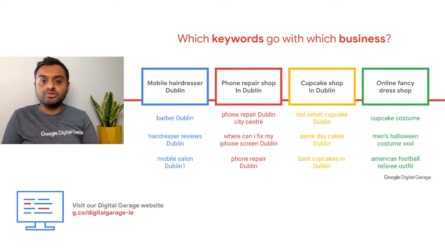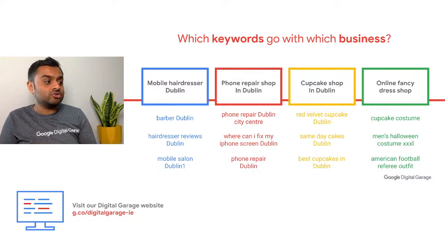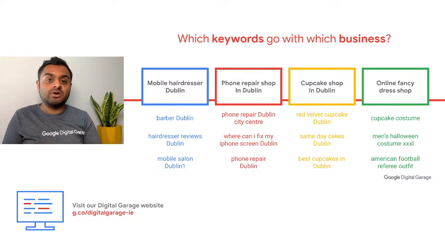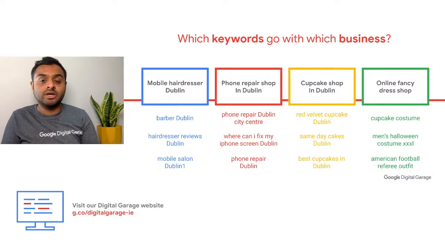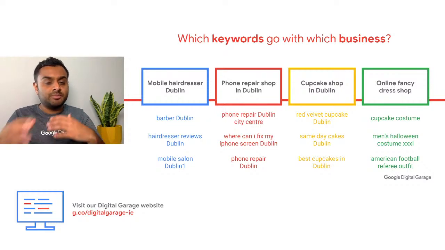So what we can do with some of these keywords is think a little bit more out of the box, be a little bit more niche. And as I mentioned, we still want to keep that balance so that we're not overcomplicating things. So maybe something like mobile salon Dublin 1 might be useful, rather than being a little bit vague or generic with Barber Dublin. With a phone repair shop, you can see phone repair Dublin. Again, there might be a few businesses looking to be found for that and run adverts off the back of it, so that might be a little bit more costly.